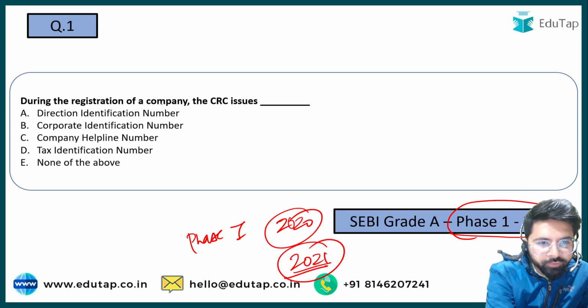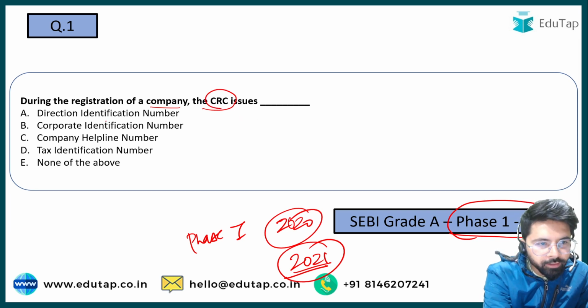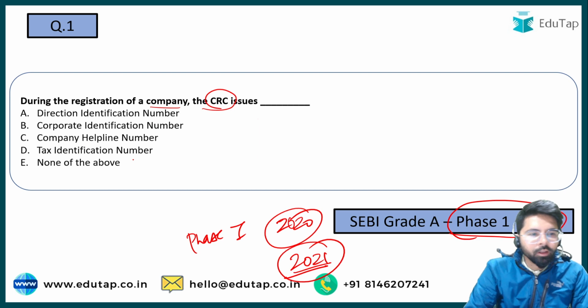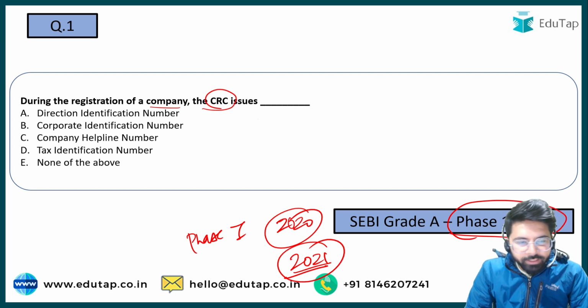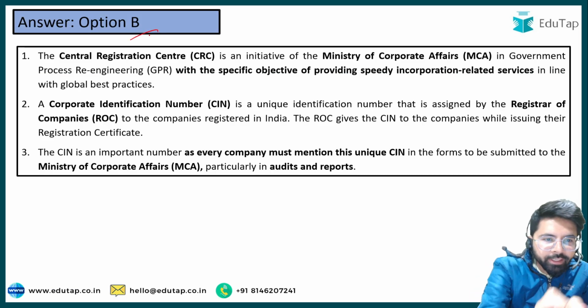During the registration of the company, the CRC, that is the Central Registration Center, issues: option A, director identification number; option B, corporate identification number; option C, company helpline number; option D, tax identification number; option E, none of the above. Friends, I want you to pause at this point and think for yourself what the answer could be. The answer is option B, that is, CIN.